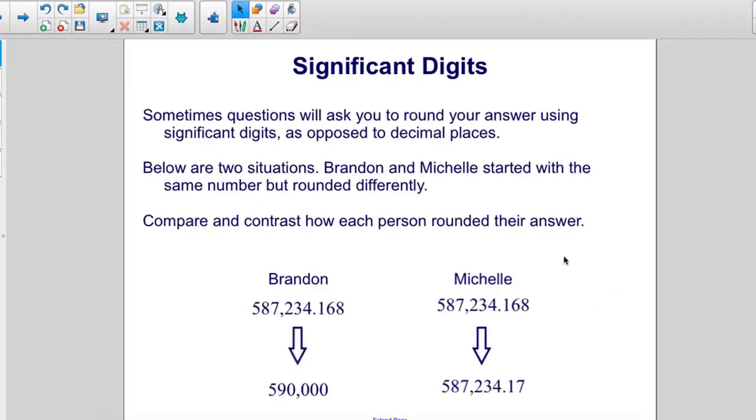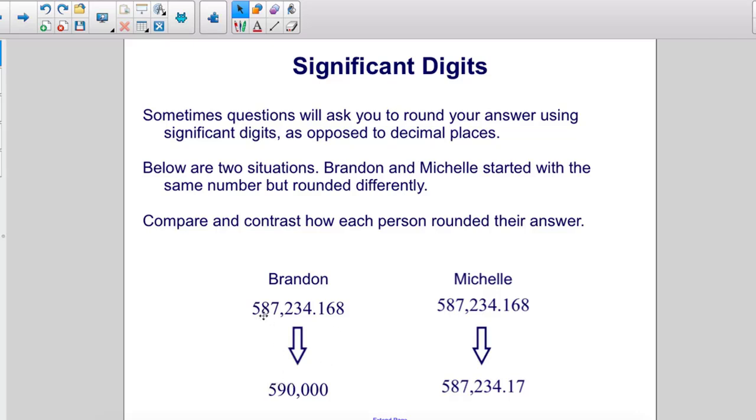Sometimes questions will ask you to round your answer using significant digits as opposed to decimal places. Below are 2 situations. Brandon and Michelle started with the same number, but rounded differently. Compare and contrast how each person rounded their answer. Alright, well they each started with this large number, 587,234.168. Brandon rounds to 2 significant figures.